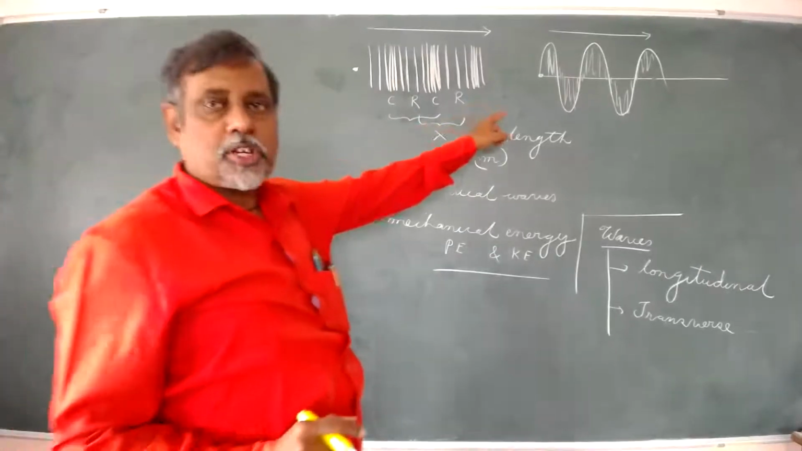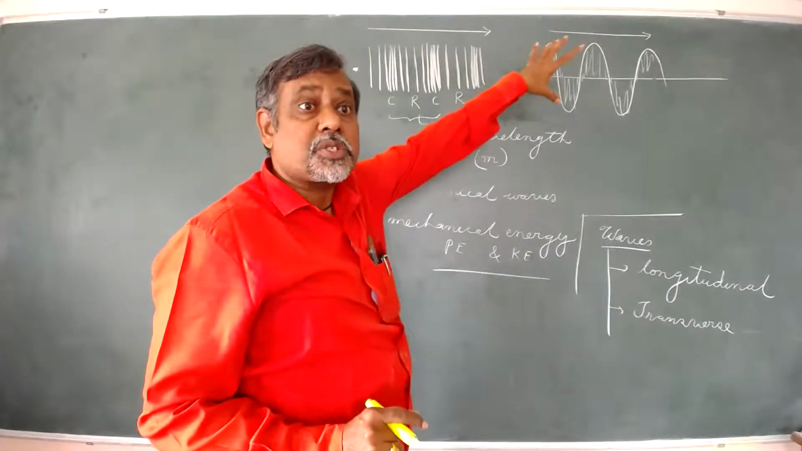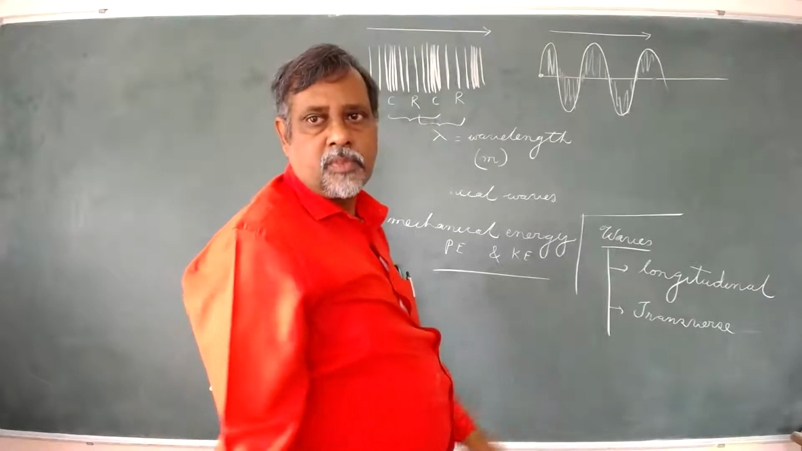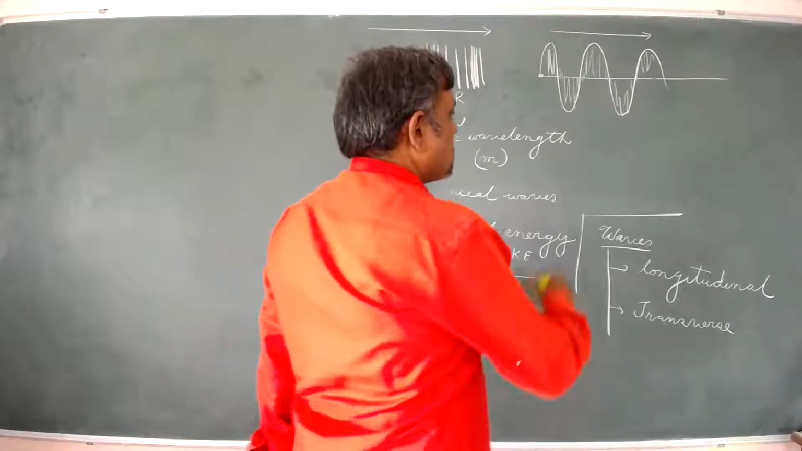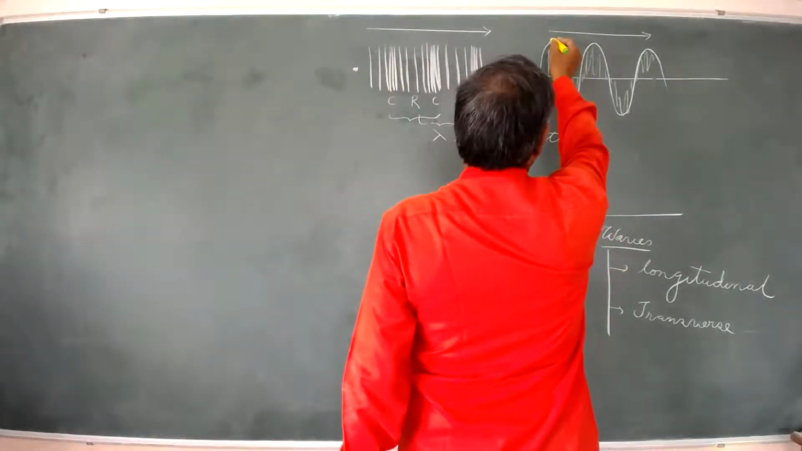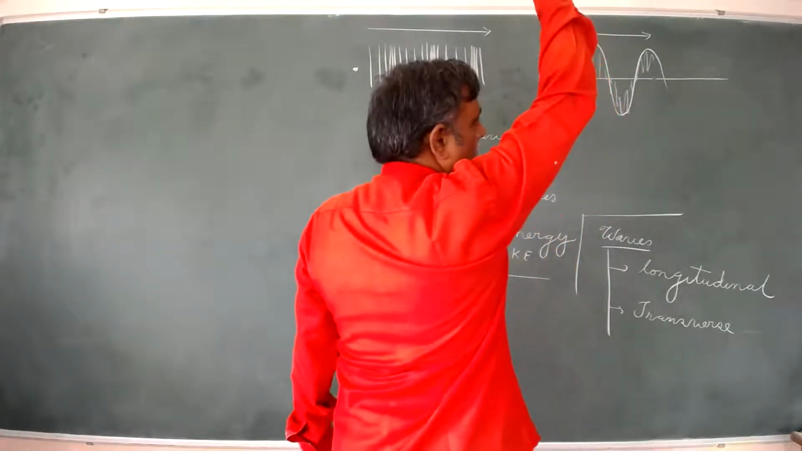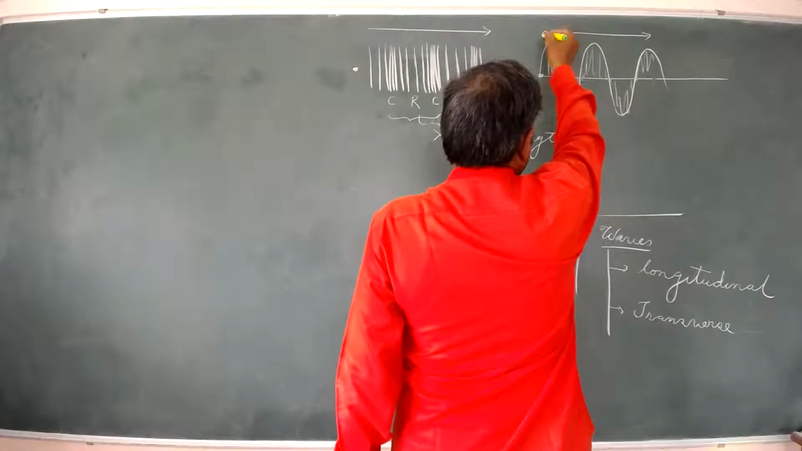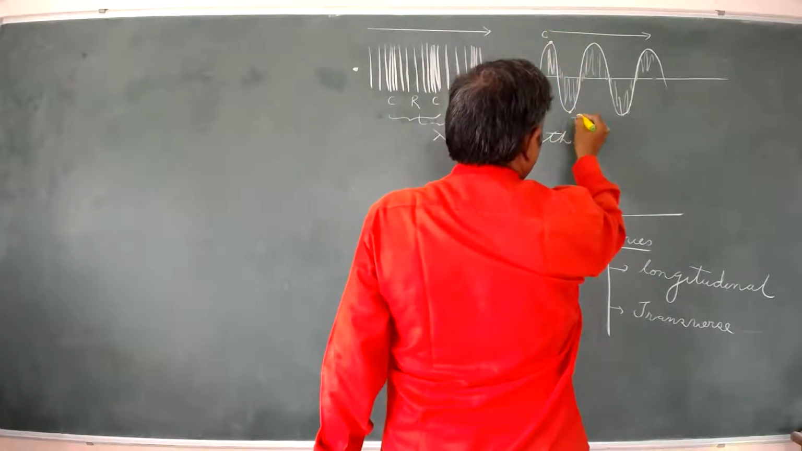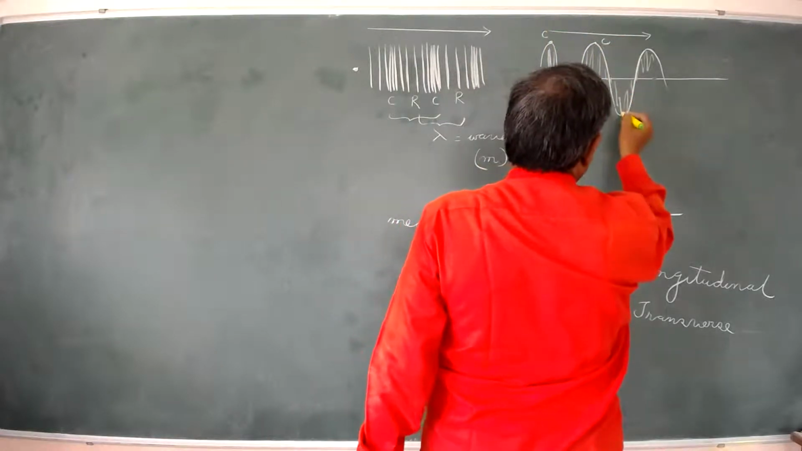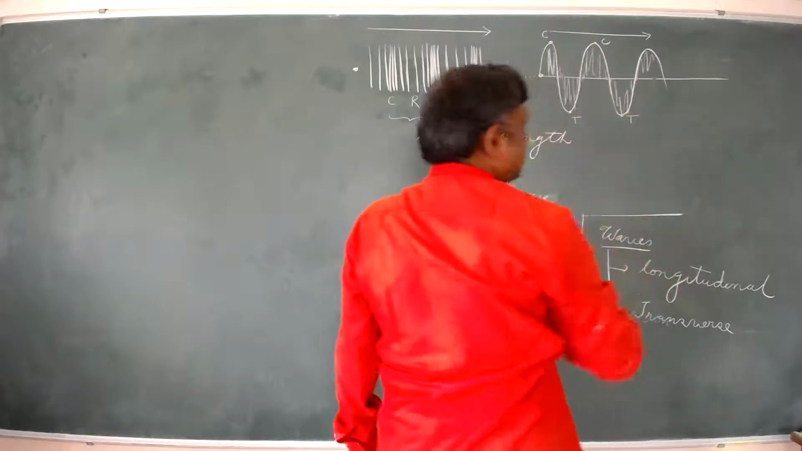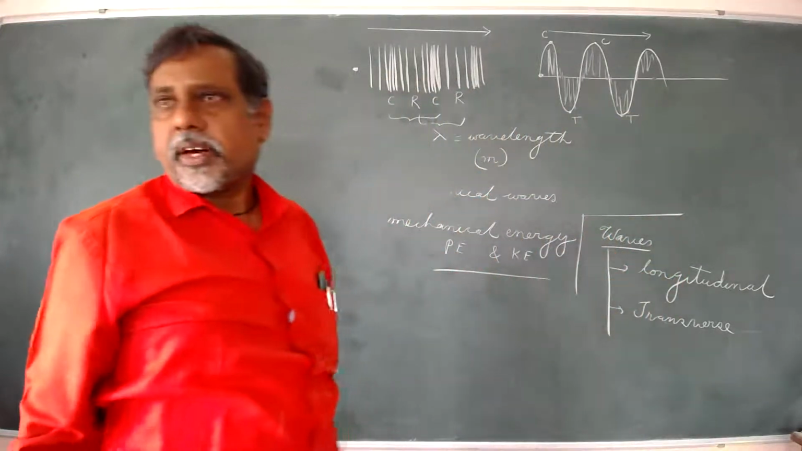Whenever the wave formation is like this, that is called transverse wave propagation. In this transverse wave propagation, this is one point which is getting extreme vibration, which is called a crest, and this is a trough, and this is a crest, and this is a trough. Crest to trough, crest to trough.